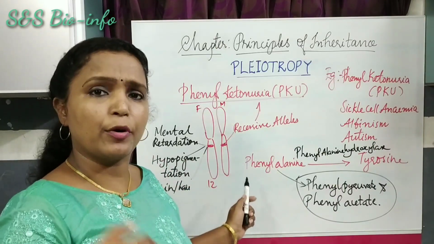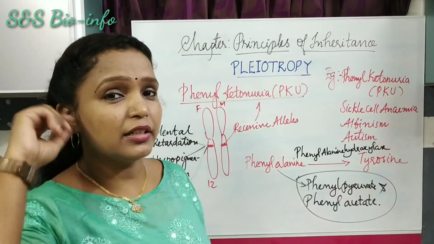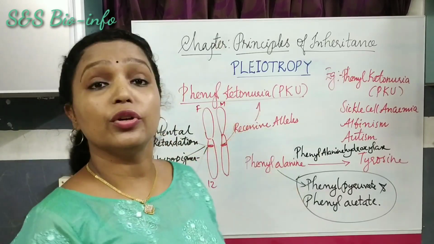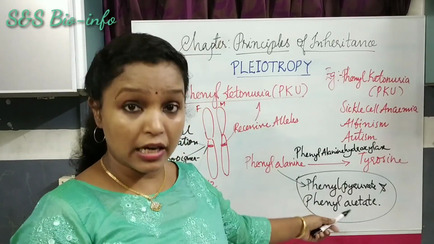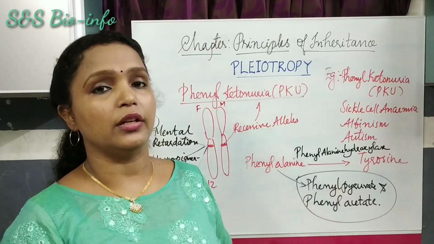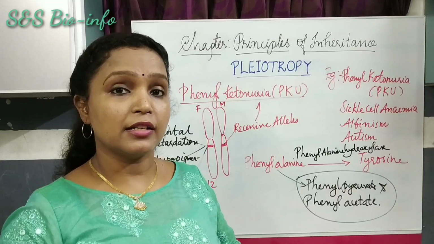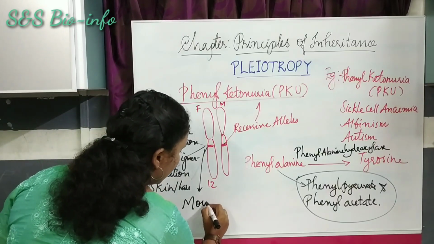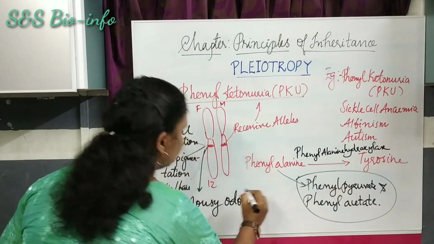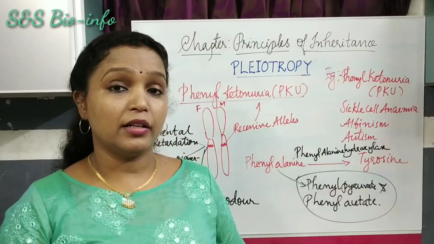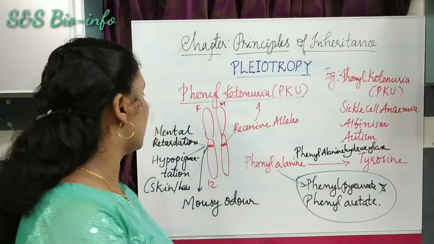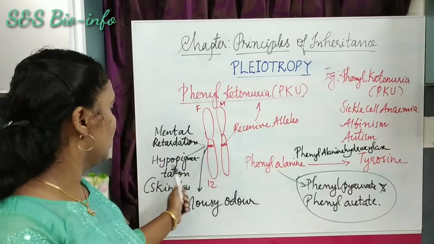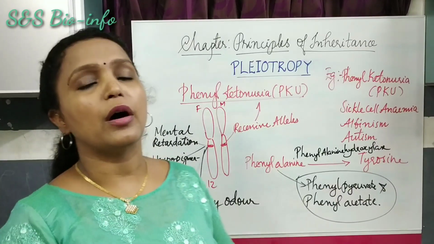Hypopigmentation, less production of melanin, leads to less coloration in the hair and skin. Third effect: as it is phenylketonuria, the phenyl ketone derivatives may be excreted through the urine or the sweat. So the person's body may emit a mousy odor. The third effect, mousy odor, from the sweat and also from the urine. So these are some multiple effects of these recessive alleles: mental retardation, hypopigmentation of the skin or hair, then mousy odor.